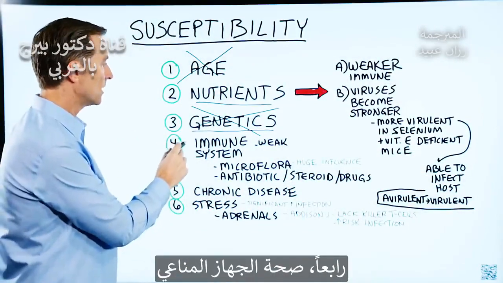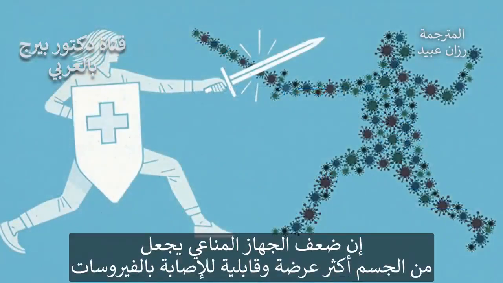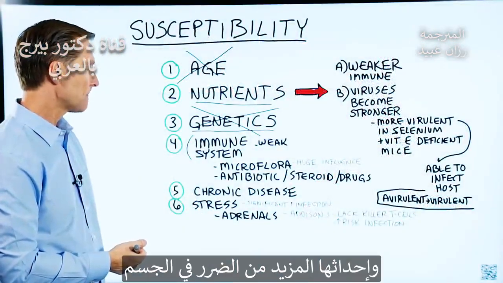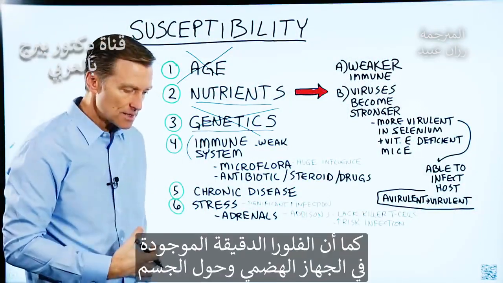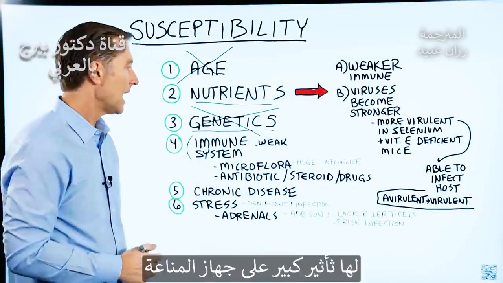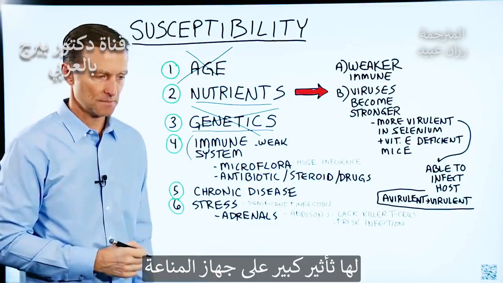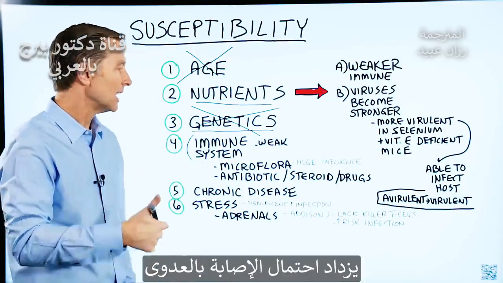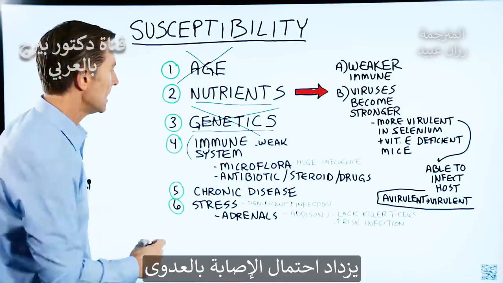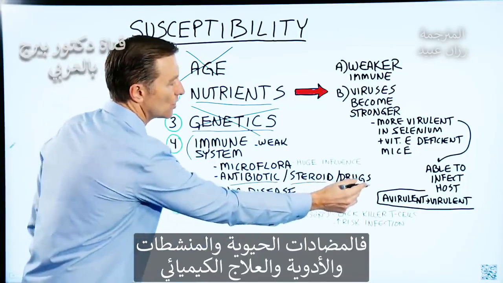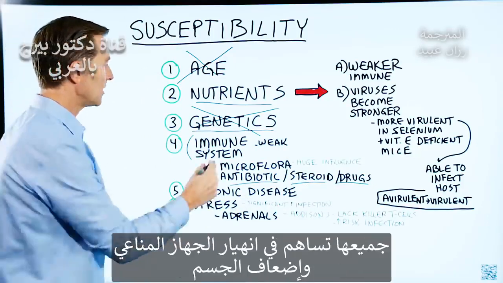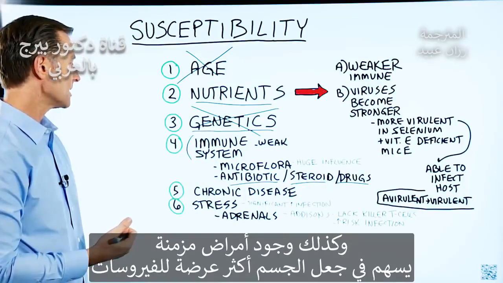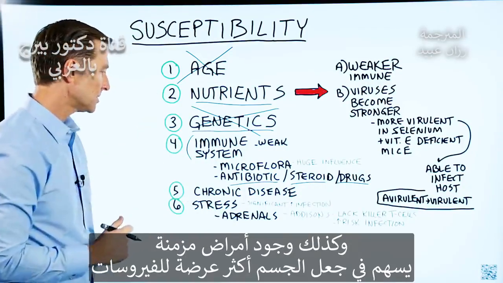All right, number 4, the health of your immune system. If your immune system is weak, you're more vulnerable, more susceptible to getting the virus and having it create more destruction. The microflora in your digestive system, also around your body, has a huge influence on your immune system. So when you take antibiotics or you sterilize the body, you greatly increase the chance of getting infections. So antibiotics, steroids, drugs, chemotherapy, all break down your immune system and make you weak, so you can't fight these things off. Also, if you have a pre-existing chronic disease, that makes you susceptible to getting a virus.